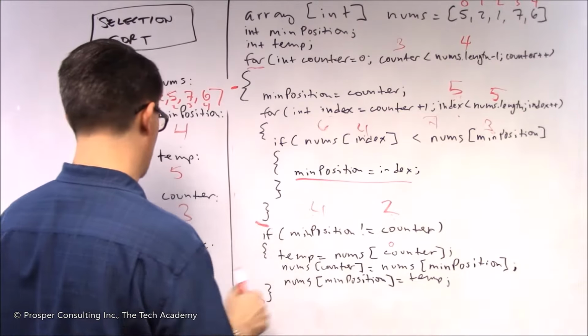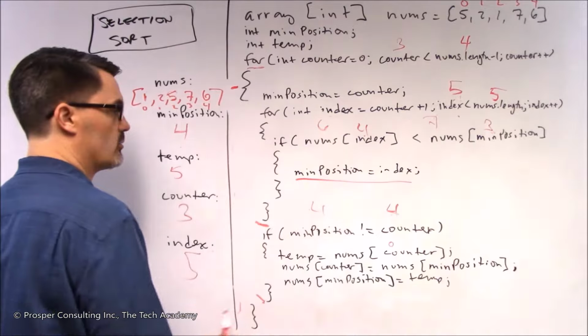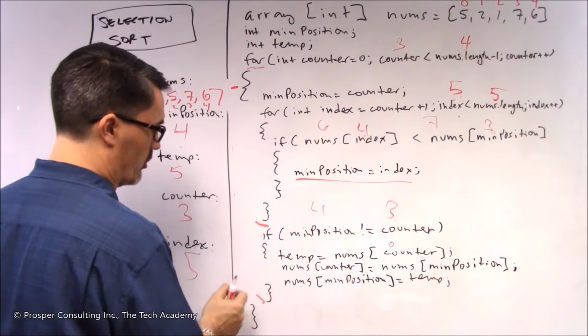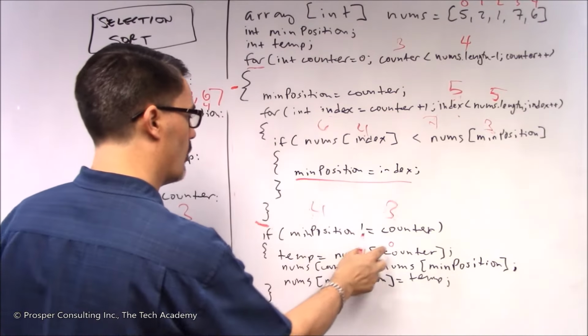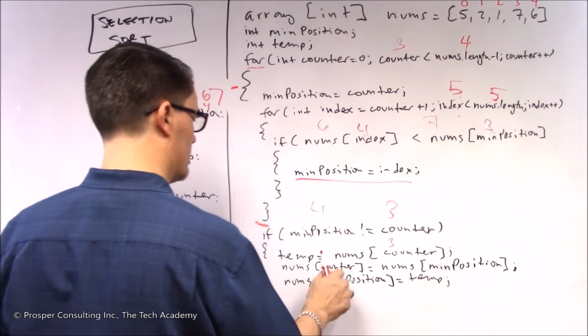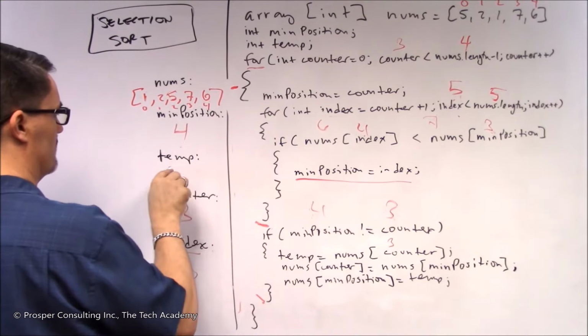What's the value of counter? Counter is 3. So is 4 not equal to 3? Yes, 4 is not equal to 3, so we do execute this code block here in the if statement. First thing we do is set the value of temp to whatever is the position counter. Well, counter is 3. So position 3 is 7. So we set our temp variable to 7.